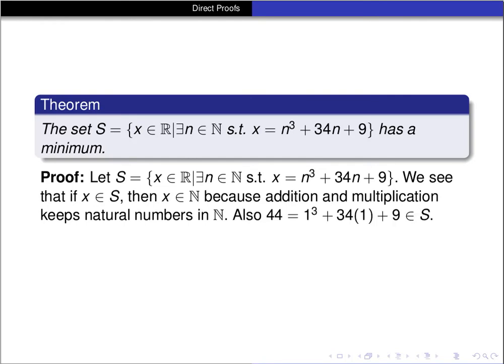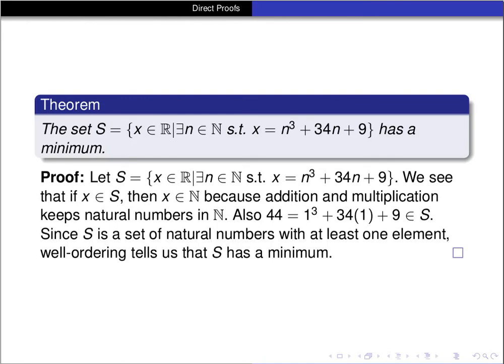Notice also that it's a non-empty set of natural numbers because, for example, if we put 1 in for n, we get the number 44 out of the polynomial. So we know 44 is an element of the set S, and therefore S is a non-empty set of natural numbers. And so the well-ordering principle tells us that S has a minimum. So we proved the theorem. We don't have to go out and find the minimum of the set. We just know the minimum exists because of the well-ordering principle. That's the power of those theorems that tell us when things exist: we can apply them and it saves us a heck of a lot of work.